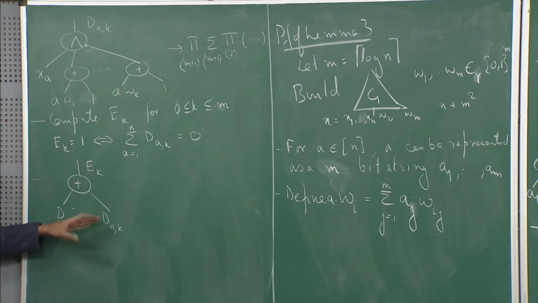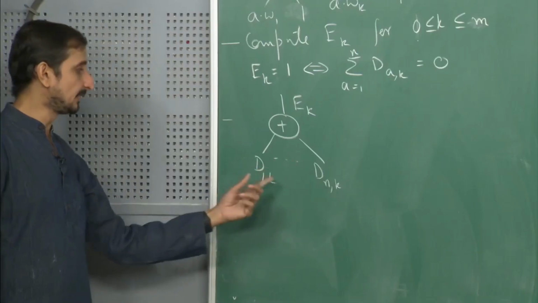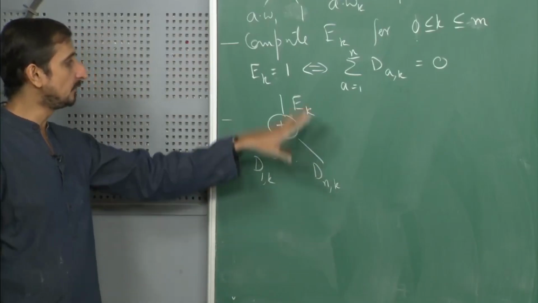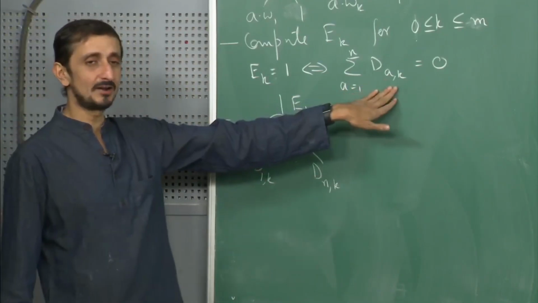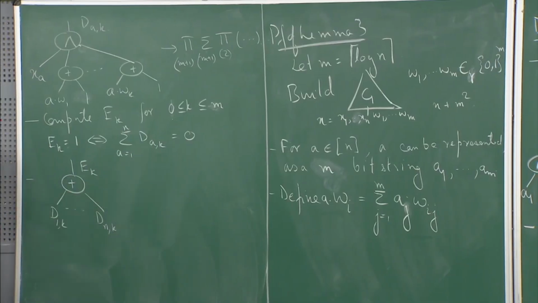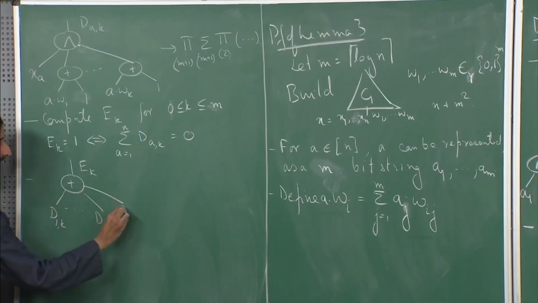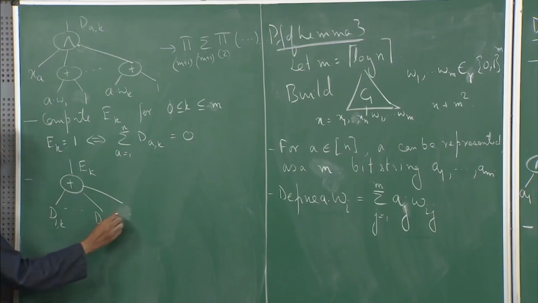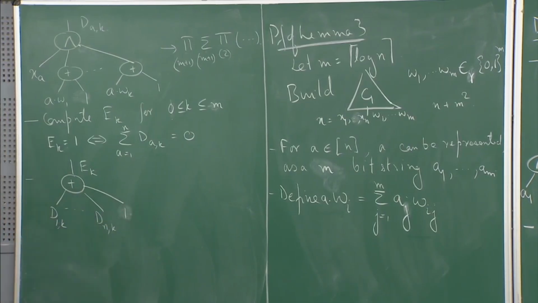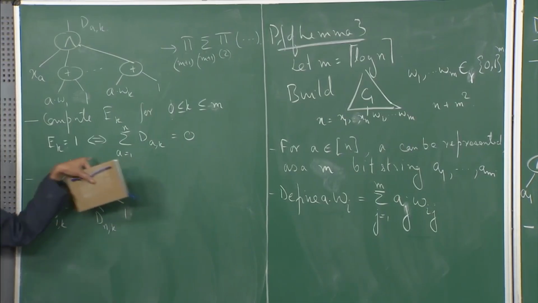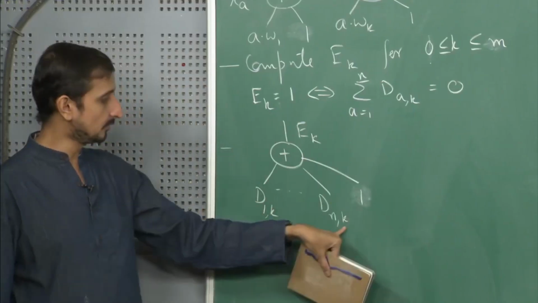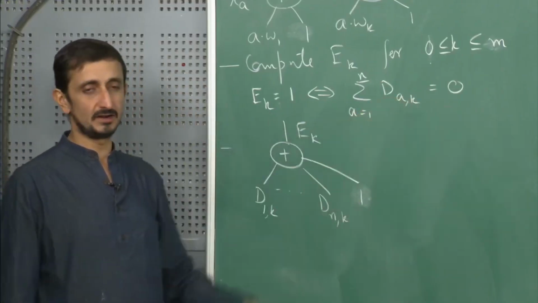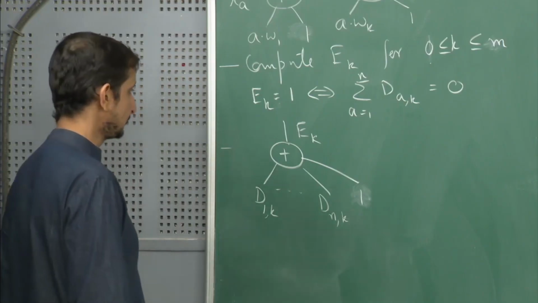Now again we have to add an extra 1, because this would evaluate to 1 if there are an odd number of inputs which are 1, but what we want here is an even. So to take care of that, I will just add an extra 1 over here. This makes it odd. So EK will be 1 if there are an even number of DNKs which are evaluating to 0.